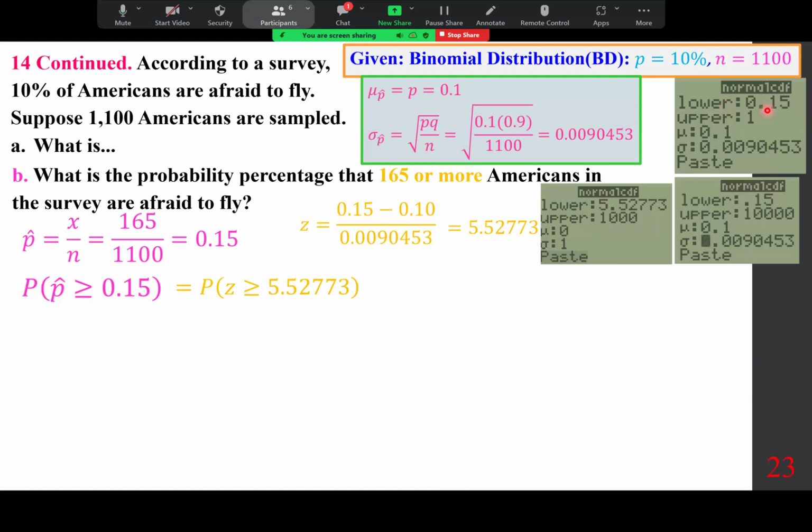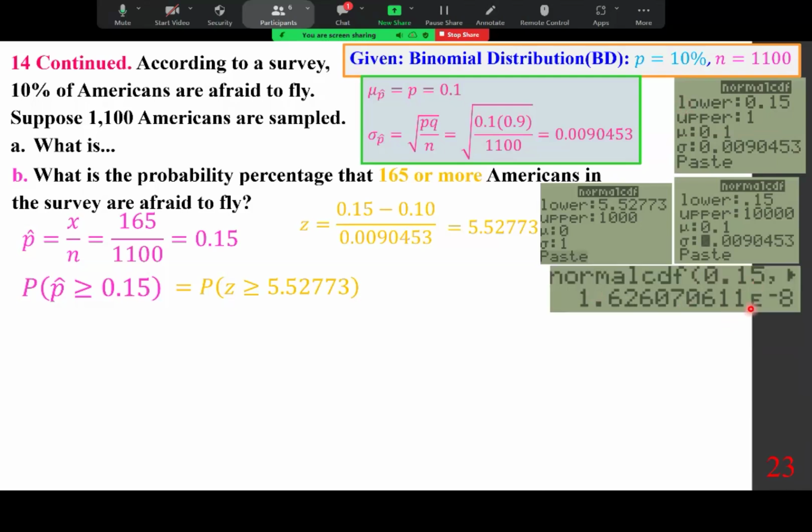So if you put lower is 0.15, upper is 1, mu is 0.1, and sigma is 0.00900453. Look at these two. Whether I put the upper 1 or 10,000 makes no difference because I'm dealing with P hat, okay, class? I'm not dealing with the Z. If I go with the Z, and you want to be very careful, I have to put the upper 1,000 over it. 1,000, 10,000, 100 makes no difference. Again, the reason this one works with 1 also is because I'm putting the P hat values and they all result in this number. Please understand the meaning of this.